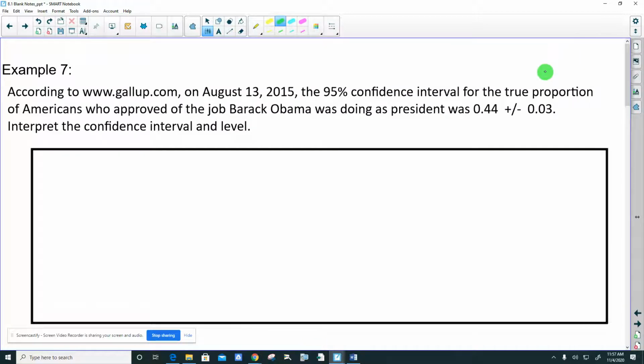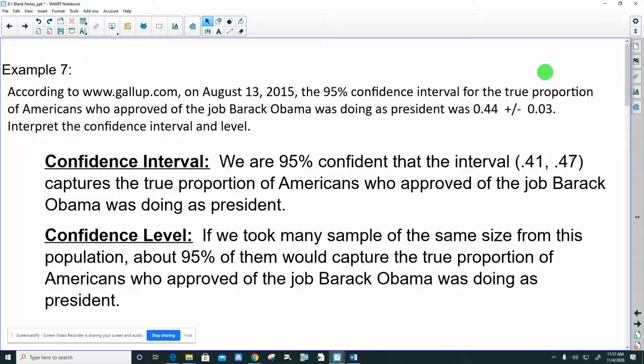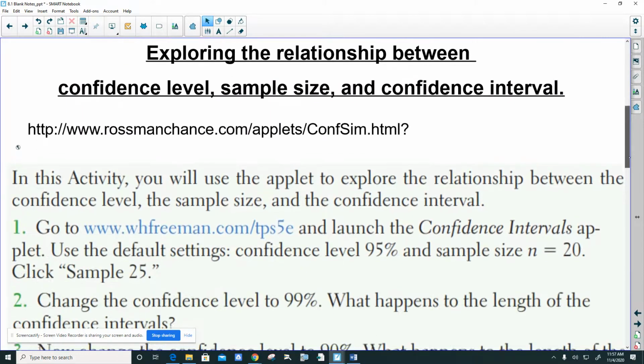Okay, on the next page here, I'm just going to go ahead and uncover this answer here. This is just extra practice with interpreting a confidence interval and interpreting a confidence level. Okay, two different interpretations. You could pause this video and copy down that information so that you have it there in the notes, but it's just another extra problem there to practice interpreting confidence intervals versus confidence levels.